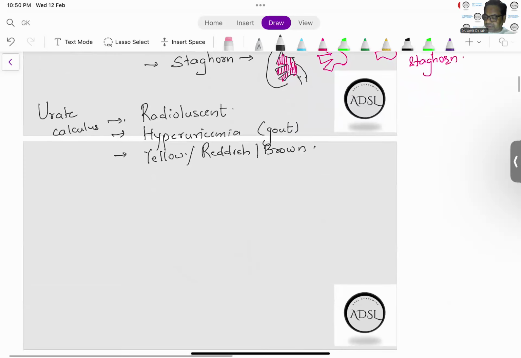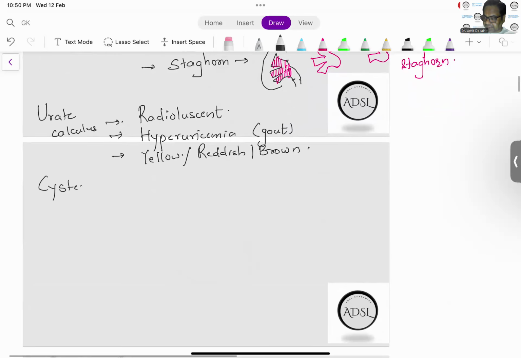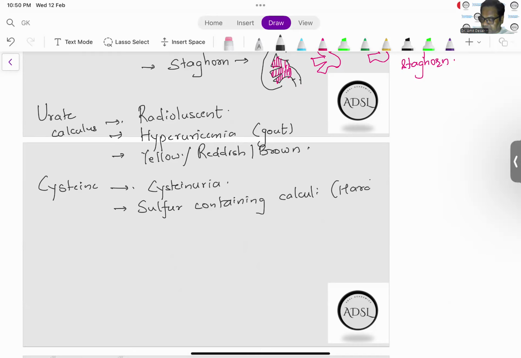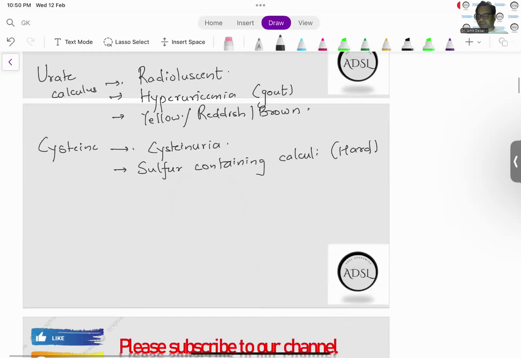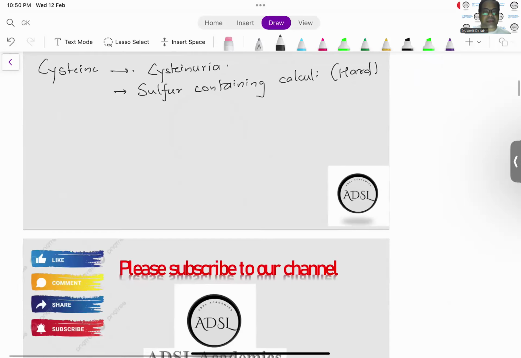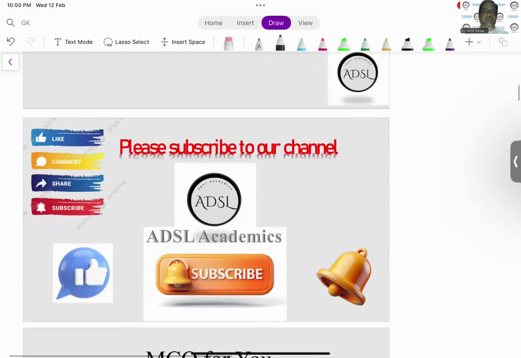Then we have something called cystine calculi. These are associated with cystinuria, a biochemical condition called cystinuria. Now, these are sulfur containing calculi, and so they are hard. So this summarizes some of the characteristics of the calculi, and the commonest one being calcium oxalate.